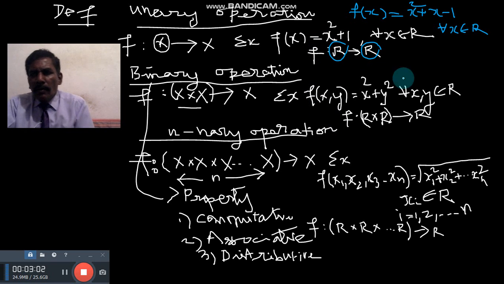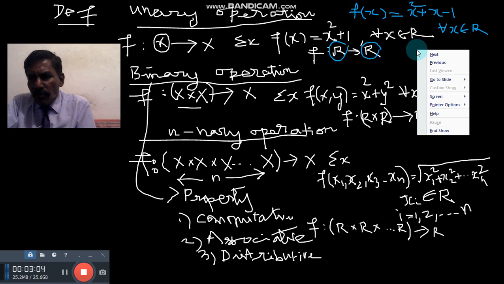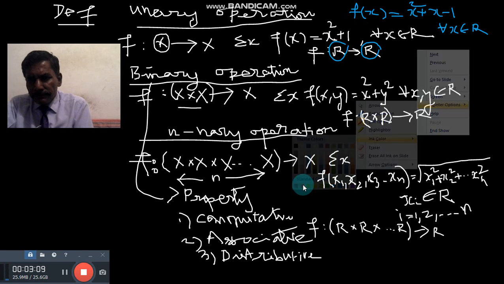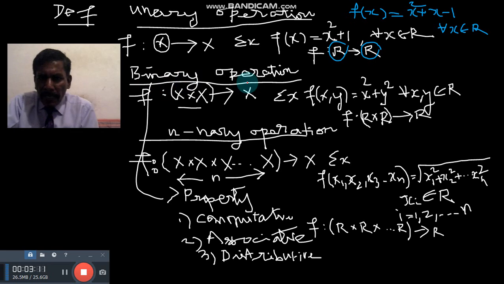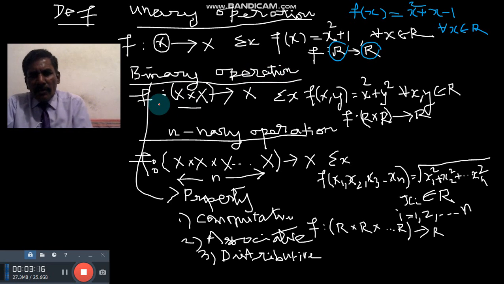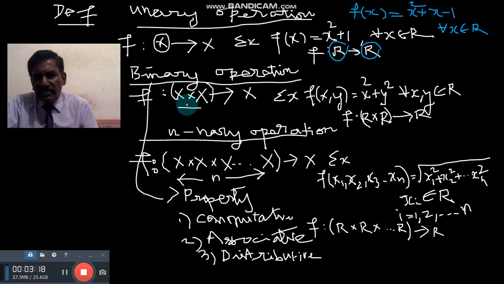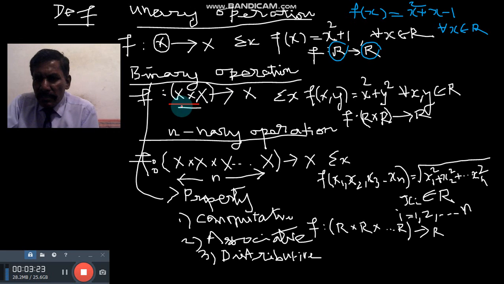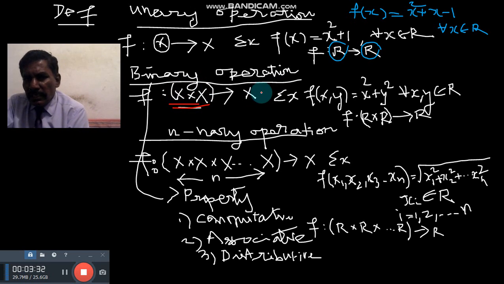Okay, now I am coming to the second one, which is called binary function. So what is a binary function now? If f is a function or an operation from x cross x to x, look at this. The domain is a Cartesian product of two sets, the same set, not a different set, and the image is x.